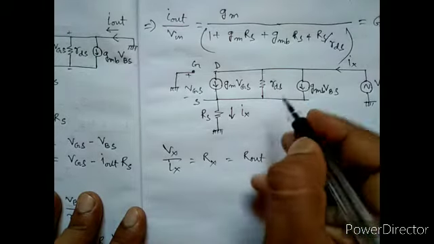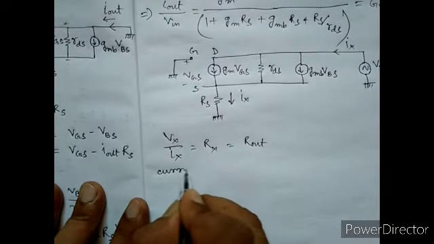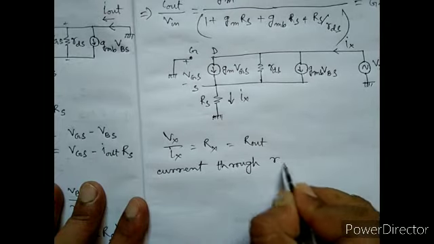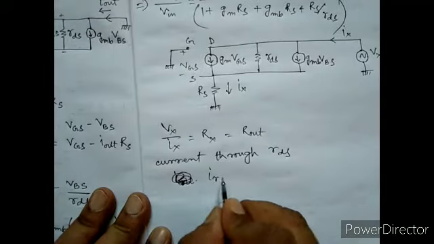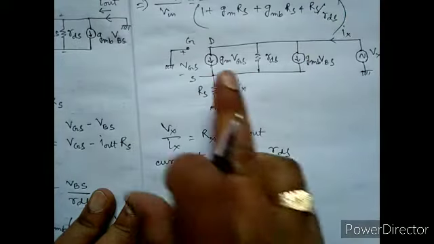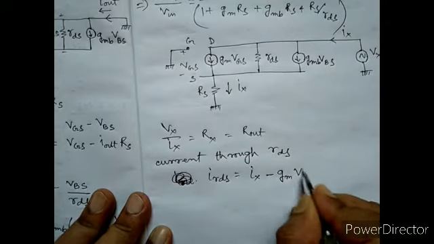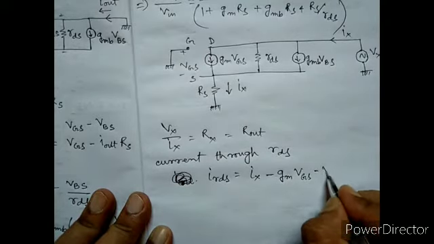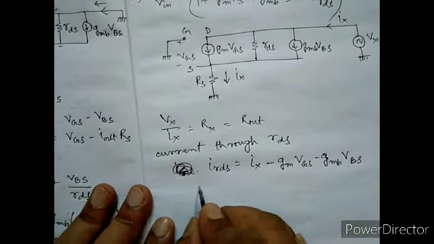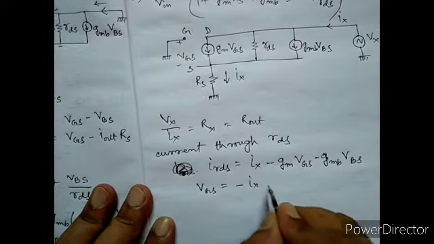So now how much current is passing through RDS? Current through RDS equals Ix, this current minus this current and this current. So GM VGS minus GMB VBS. Okay, what is VGS? VGS equals to Ix Rx.